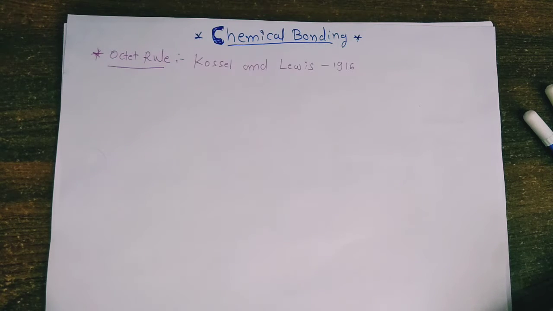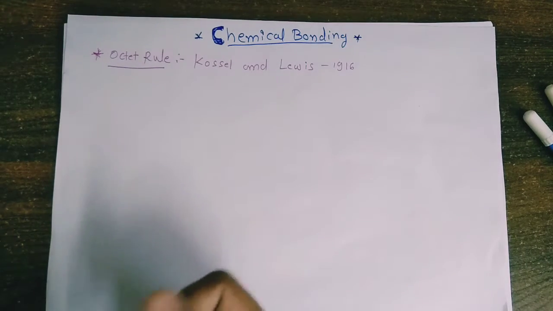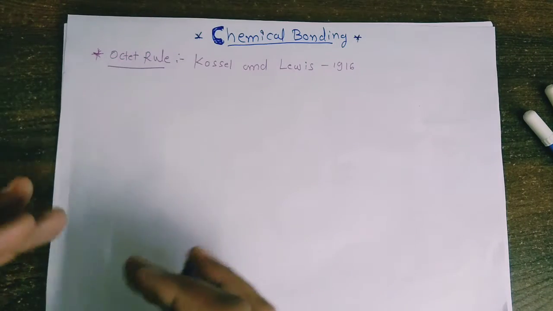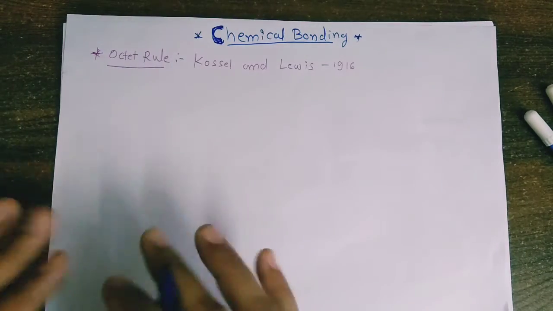First of all, what is a chemical bond? The definition of a chemical bond is the attractive force which holds various constituents like atoms and ions together in different chemical species is called a chemical bond.